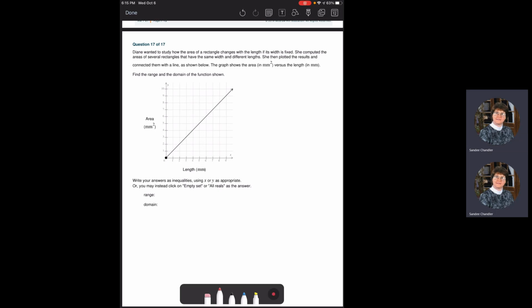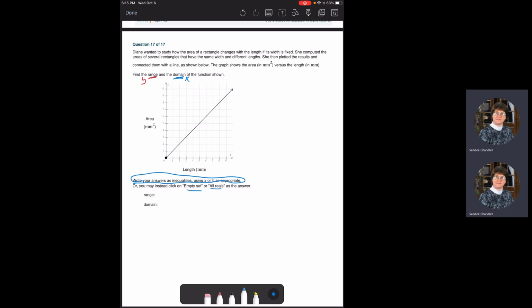All right, so we want the range. And they want the domain. I'm going to do a blue domain this time, since the line is black. Just remembering, domain is your x values, and range is your y values. So for the domain, I know they asked for range first, but it doesn't matter what order you do them in, as long as you just get the right answer. And we want to write our answers as inequalities using x or y as appropriate. So watch out for that.